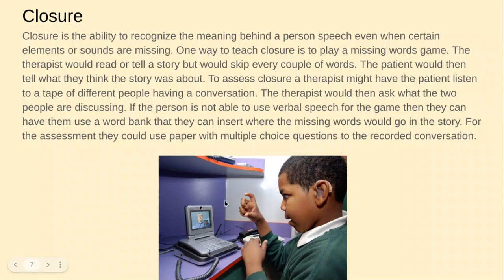As you can see here, this is an image of what would happen during the assessment, just listening to this story, and then later on asking them what it was about.